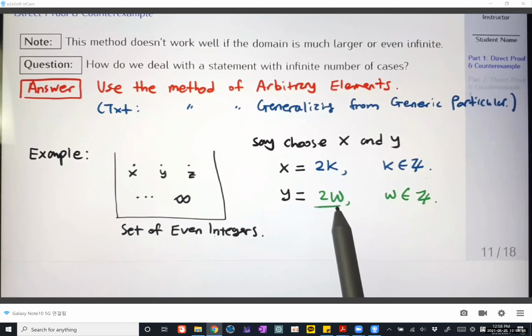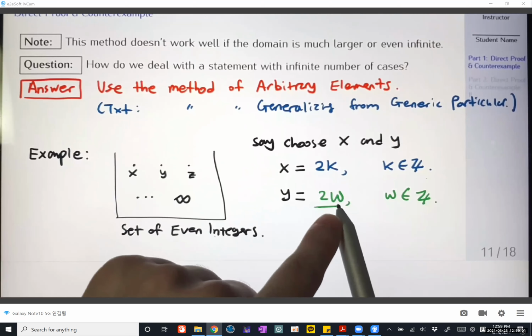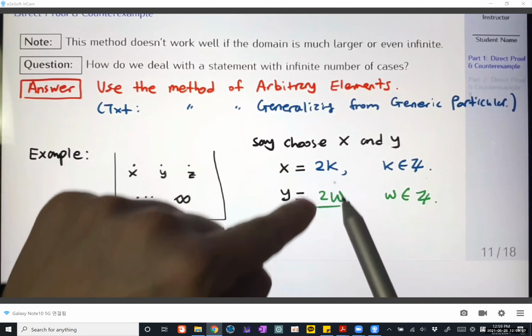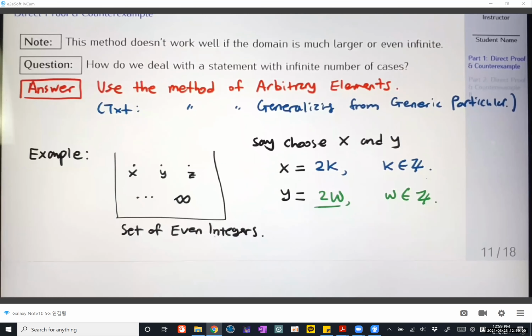To me, I personally like K, L, and so on, in alphabetical order. But honestly, these variables are dummy variables, so don't worry about it. And then using these 2K and 2W, you go ahead and prove that the predicate is true using X and Y. That's what we're going to do next.